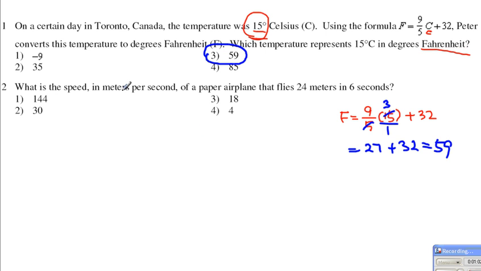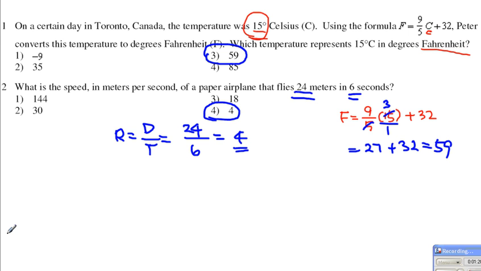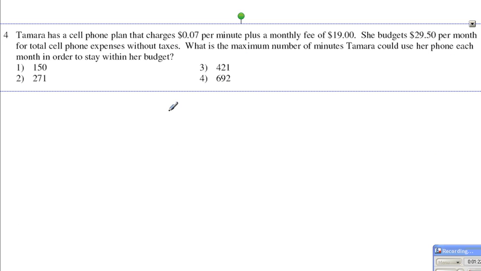Alright, how about this one? What is the speed? Now we need to find the rate, given distance and time. Here we know that rate is equal to distance over time. So distance was 24, time was 6, therefore we end up getting 4 meters per second right here. Alright, let us move on.